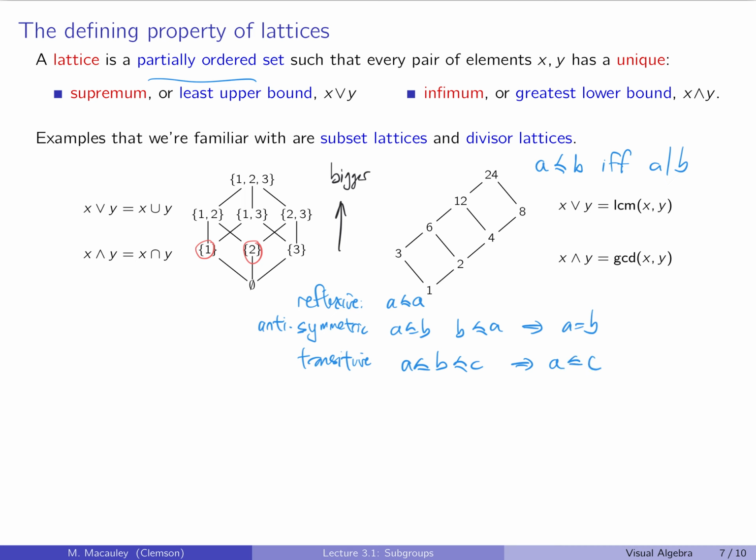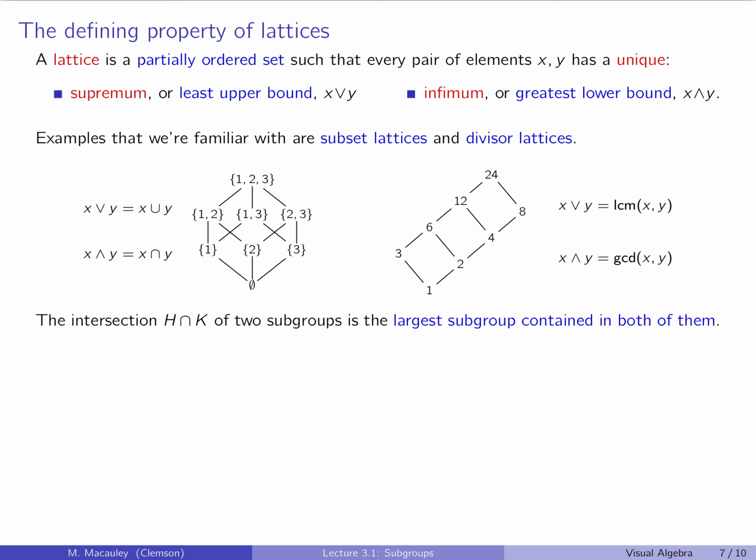And you can also define this with the strict binary operation. So reflexive is A is not strictly less than A, and antisymmetric has an analog as well. I won't go into it. I'll let you look it up if you want.